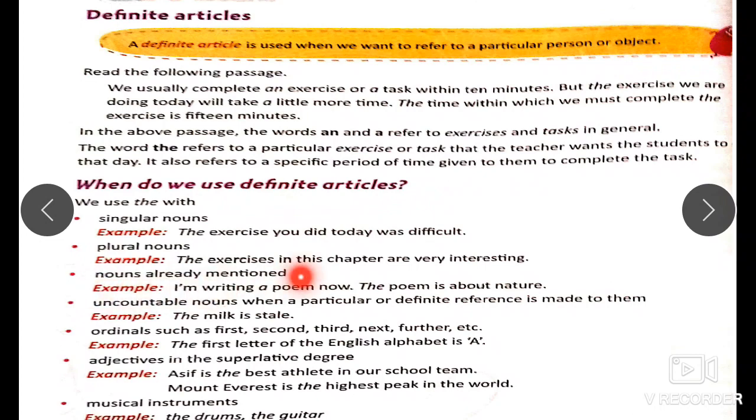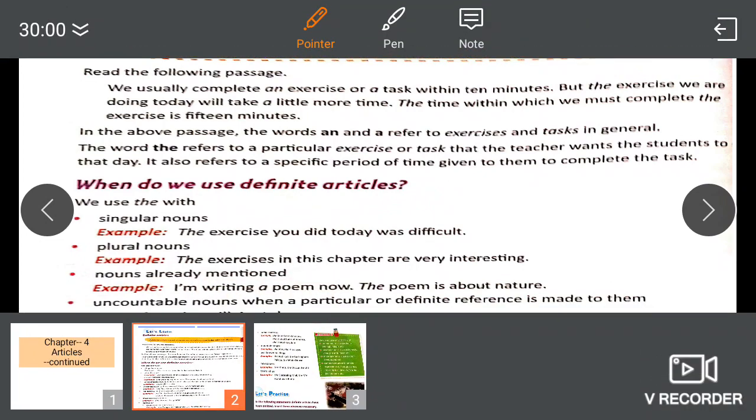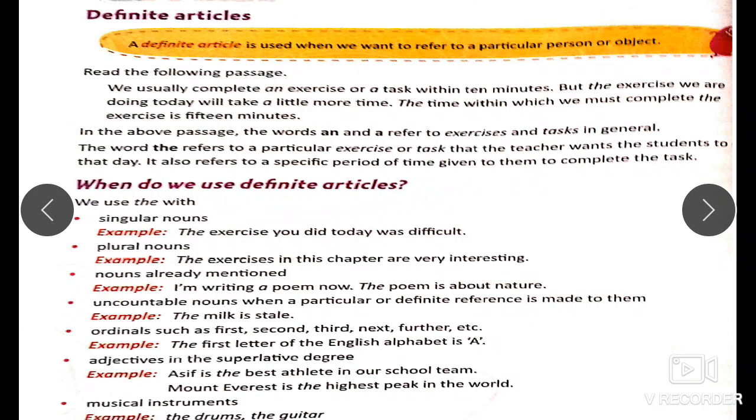With nouns already mentioned: I am writing a poem now. The poem is about nature. Since we have already mentioned the noun poem in the first sentence, we have not used the in the first sentence because it refers to one singular poem that I am writing now. But in the next sentence, we use the because we are referring to that particular poem which is being written by me about nature. I hope it is clear.